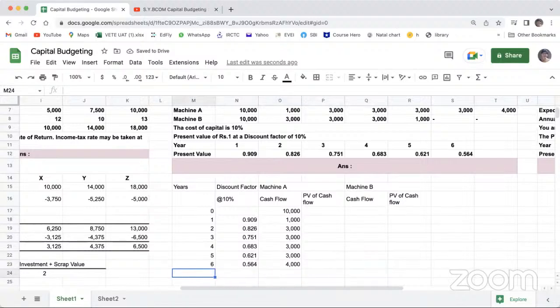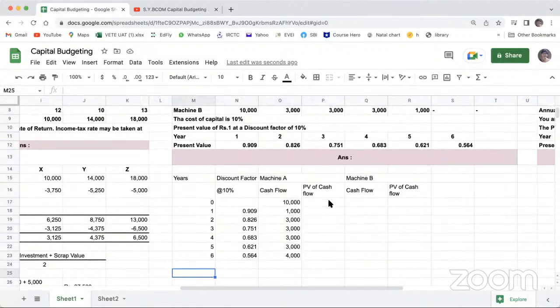Now, the first thing that we need to do is find out the PV of cash flow. How to find out PV of cash flow? Cash flow into discounting factor. Here we don't have anything, so this will remain the same, that is 10,000 PV of cash inflow. Now next, 1,000 into 0.909, how much is it?